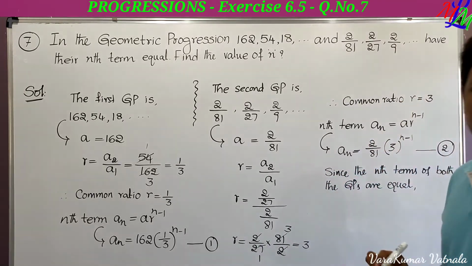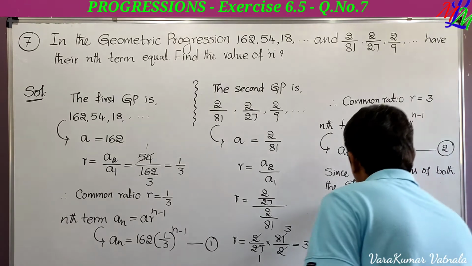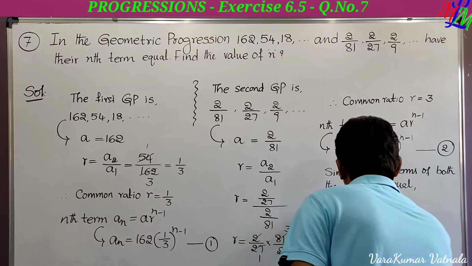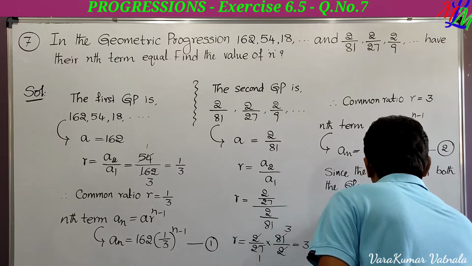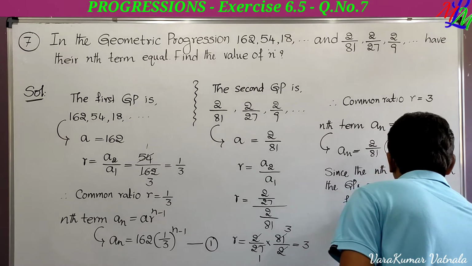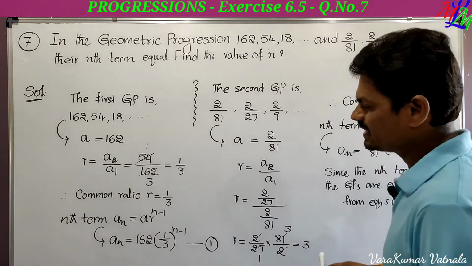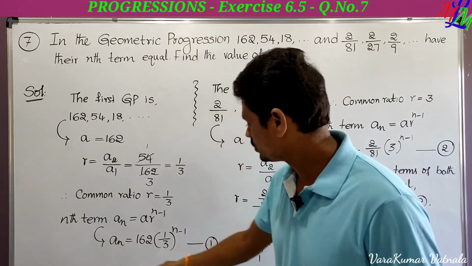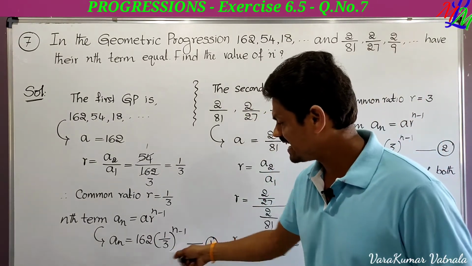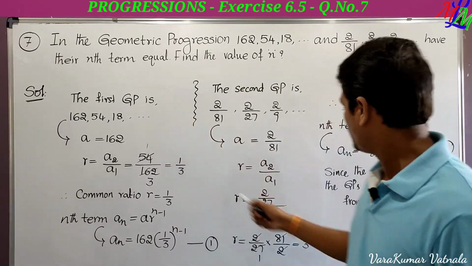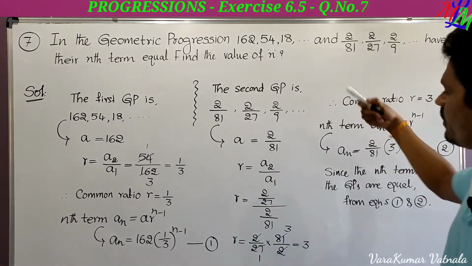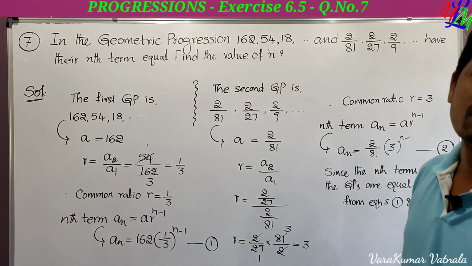So from equations 1 and 2 we can write, we have to equalize the nth terms. Therefore this is the nth term of the first GP. This is the nth term of the second GP. Now we have to equalize them.